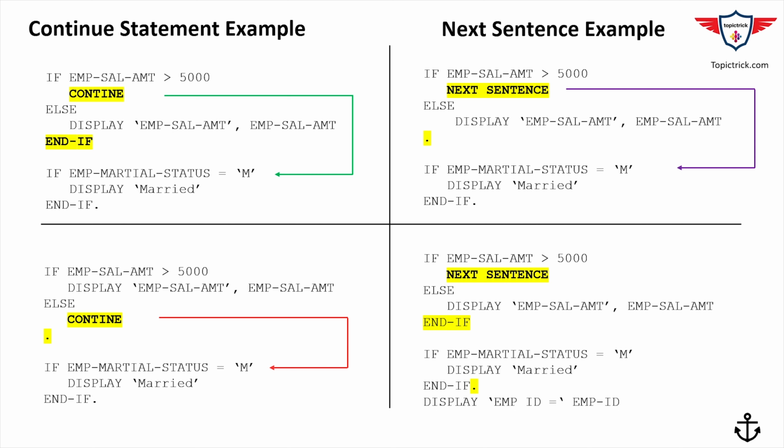And in the last example, I've used the same condition that says if employee salary is greater than 5,000, then I've used the next sentence. So it will transfer control to the display statement, because I have not used the period, I have actually used an explicit scope terminator. And as you know, the next sentence will always transfer control after the period. In this example, the first period is encountered in the second condition after end-if. Similarly, you can use the COBOL continue statement in the COBOL evaluate statement, or probably in nested if-else conditions.